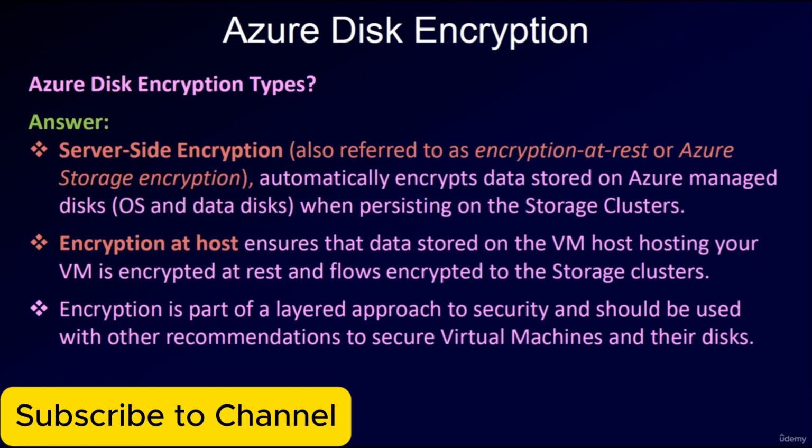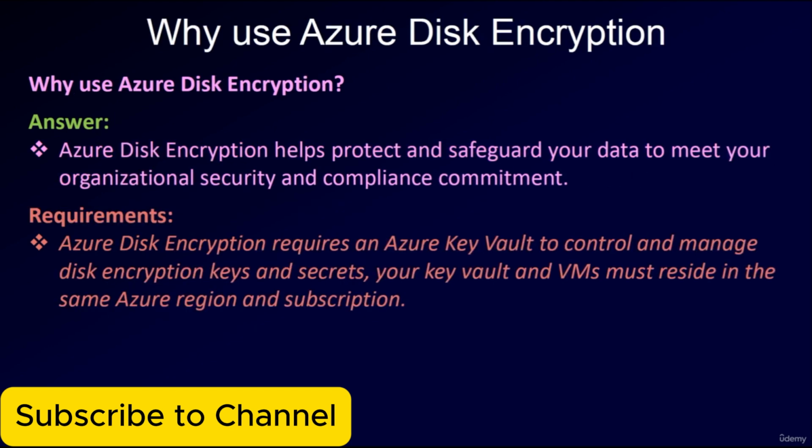Azure Disk Encryption types, we have server-side encryption, also referred to as encryption at rest or Azure Storage Encryption. It automatically encrypts data stored on the Azure Managed Disk, or the OS and data disk, when persisting on that storage cluster. Then we have encryption at host, which ensures that the data stored on the VM host, hosting your VM, is encrypted at rest and flows encrypted to the storage cluster. Encryption is part of a layered approach of security and should be used with other recommendations to secure your virtual machines and their disks.